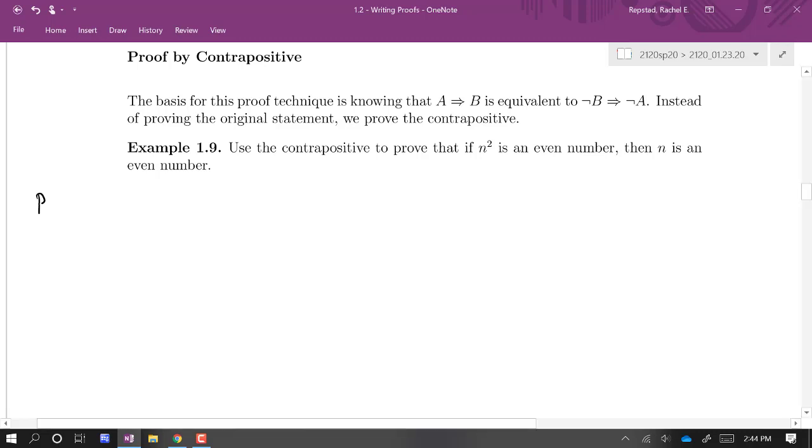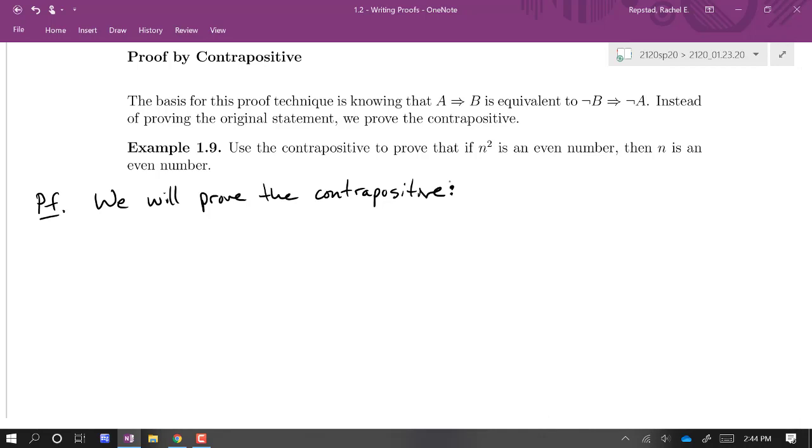And I'm also going to let the reader know that that's my approach. So I'm just going to say, we will prove the contrapositive. And then I'm going to write it down. So, okay.